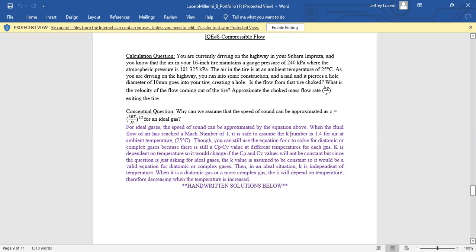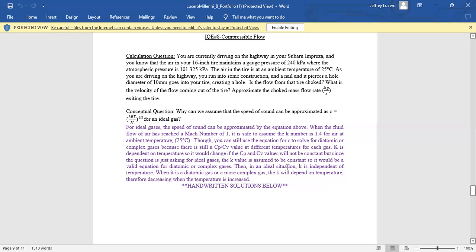It is safe to assume that K is 1.4 for air at ambient temperature, which is 25 degrees Celsius, though you can still use the equation for C for diatomic or complex gases because there is still a CV value at a different temperature for each K. For each gas, K is dependent on temperature, so it would change if the CP and CV values were not constant. But since the question is just asking for ideal gases, the K value is assumed to be constant. So it would be a valid equation for diatomic or complex gases.